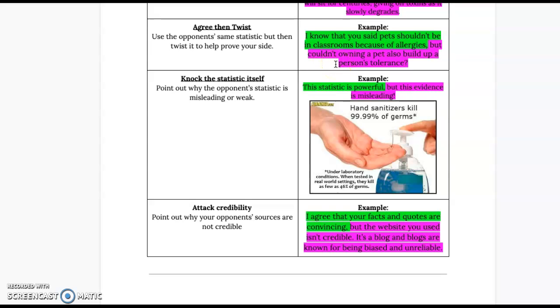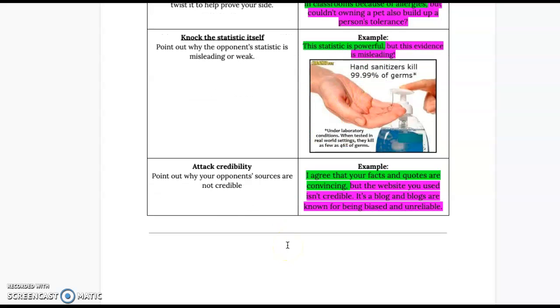It's powerful. So a rebuttal is powerful. Okay. Here's another one. This statistic is powerful, but this evidence is misleading. So it's acknowledging this side about hand sanitizers, but then if you look at this, it's saying it doesn't really kill all the germs. It kills as few as 46% of germs, so it's very confusing. So yes, this statistic is powerful. You're acknowledging how great sanitizers are, but it's also misleading.